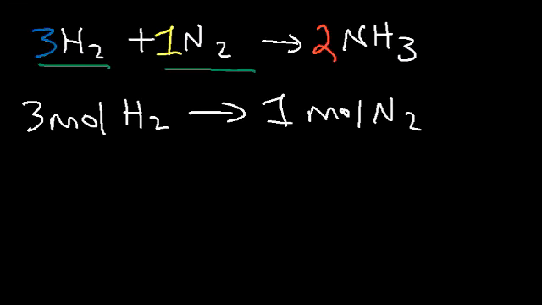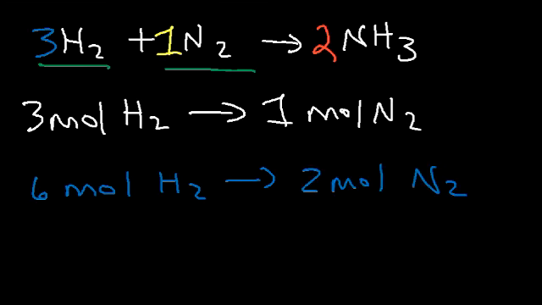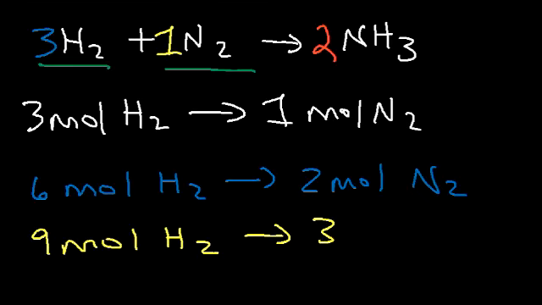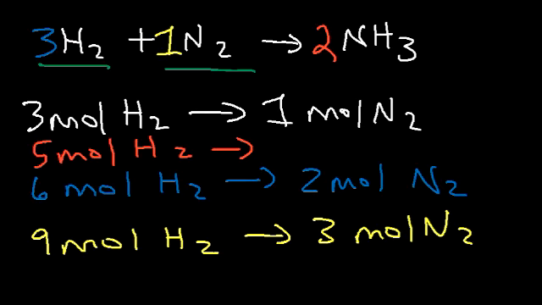So therefore, 6 moles of hydrogen gas will react with 2 moles of nitrogen gas, and 9 moles of hydrogen gas should react with 3 moles of nitrogen gas. Make sense? It's a 3 to 1 ratio. So therefore, 5 moles, which is somewhere between 3 to 6, should react with how many moles of nitrogen gas?